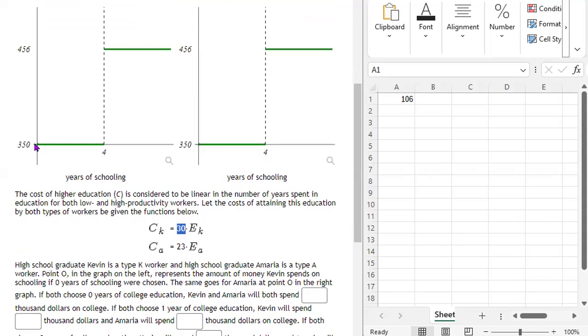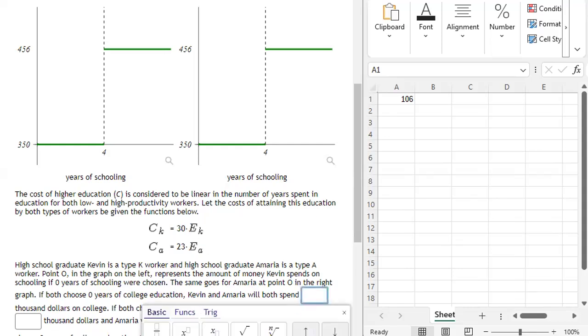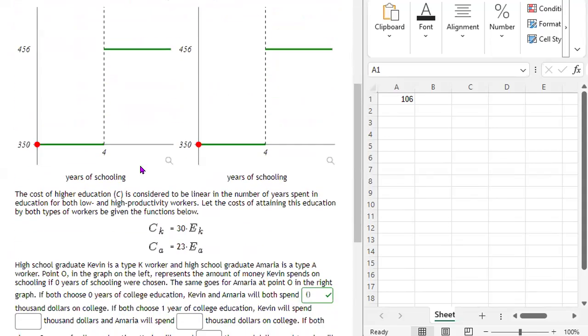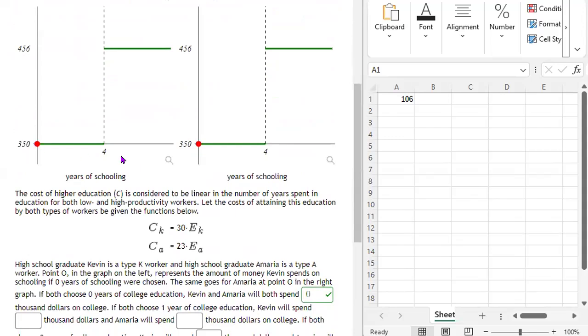I think we're talking about right here, right? If both choose 0 years of college education, Kevin and Amira will both spend, well, if we plug 0 into this E in either one of these, both will spend $0, right? Both will spend $0. And this is the point O we were talking about.